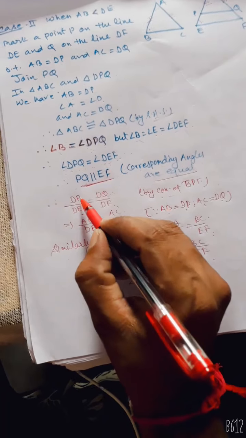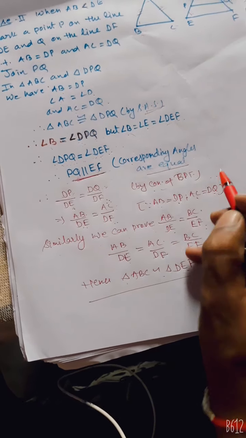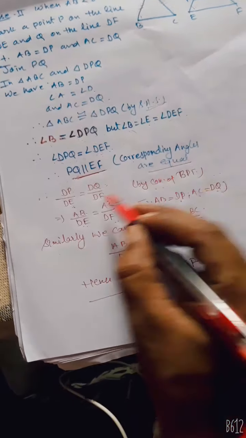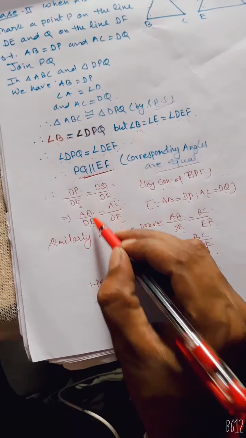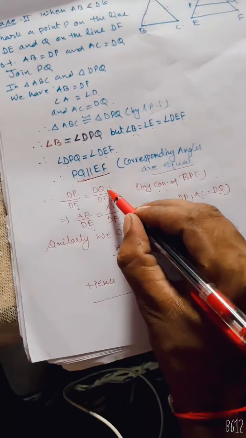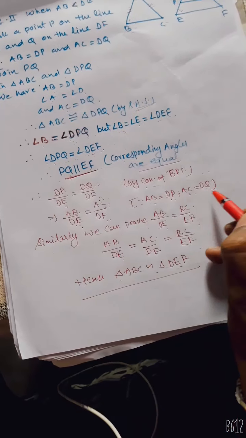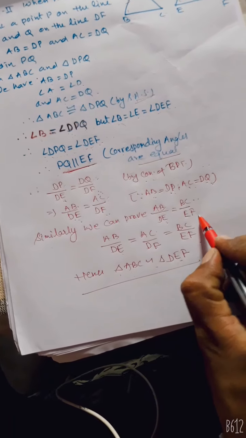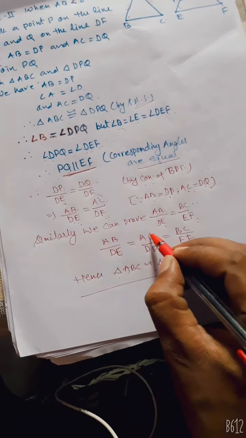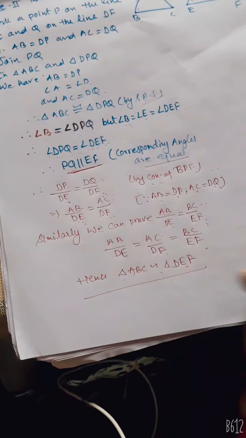Once they are parallel, we can write DP upon DE equals DQ upon DF by the converse of BPT. But in place of DP we can write AB, so AB upon DE, and in place of DQ, AC upon DF, because AB equals DP and AC equals DQ. Similarly, we can prove that AB upon DE equals BC upon EF. Now we have AB upon DE equals AC upon DF equals BC upon EF. So triangle ABC is similar to triangle DEF.